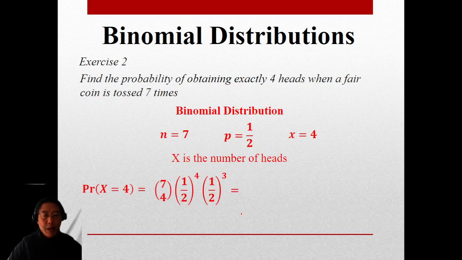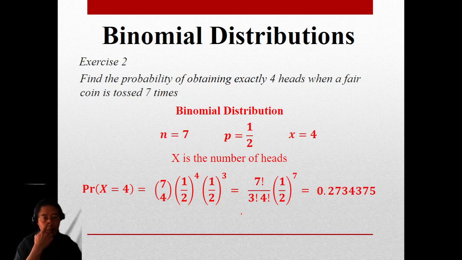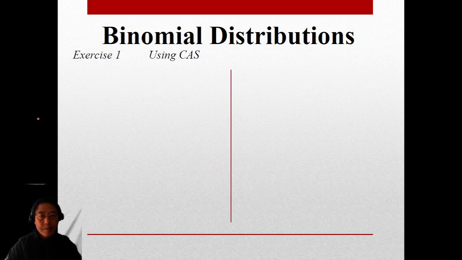Here, you apply the formula, you evaluate and simplify. Here in a numerical format you get 27%. Alright, now using a CAS, you'll see that it's much more efficient as you will have a binomial function available to you.